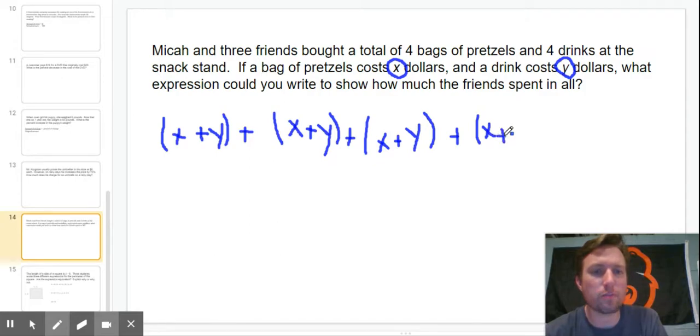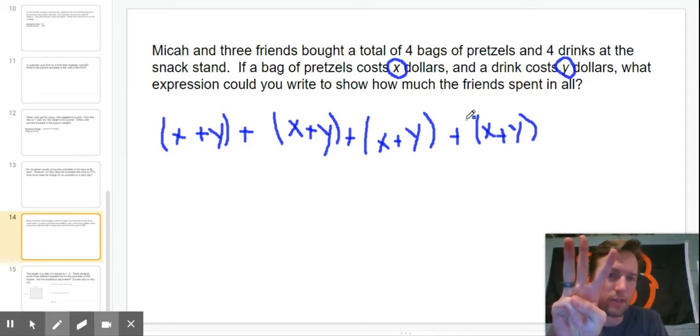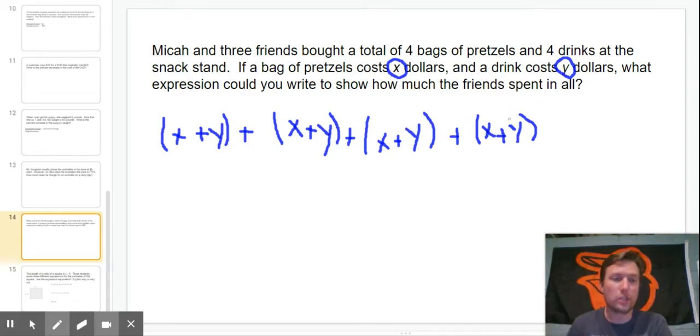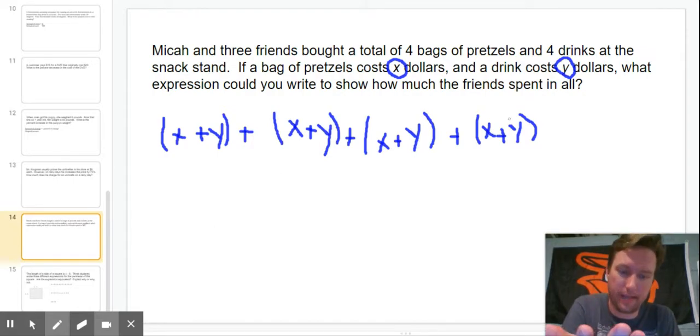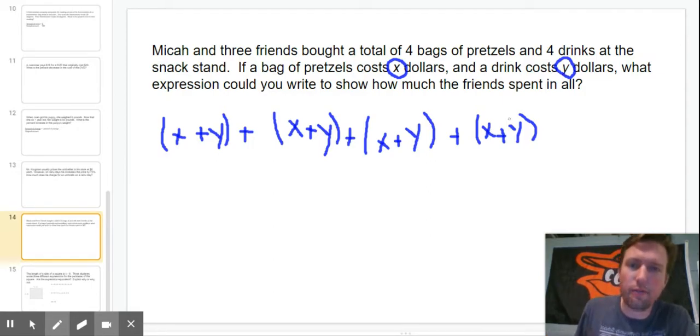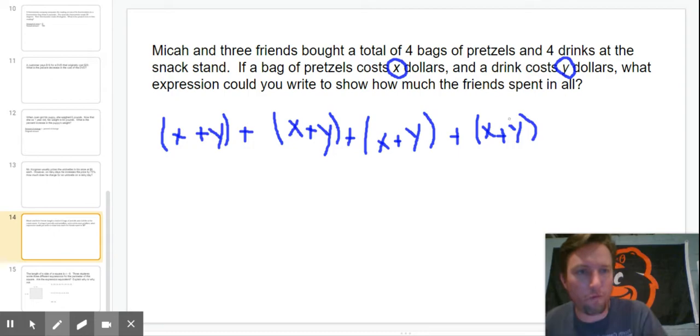So we could solve this problem by writing it this way, okay? Pretzel and a drink for friend 2, pretzel and a drink for friend 3, pretzel and a drink for friend 4. Hey, we solved the problem. We were able to express this with a linear expression. How about that? Now, suppose instead of 4 friends each buying 1 pretzel and 1 drink, what if one friend bought all 4 bags of pretzels and another friend bought all 4 drinks? How could we do that?